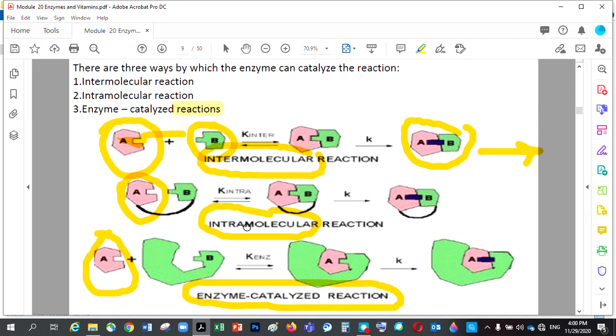But intra means part of the substrate has nothing to do with the enzyme. It's not connected in any way or shape from outside, correct? The intra, it is connected, some of the groups of the substrate are connected from outside at the surface of the enzyme, through hydrogen bonds, disulfide bonds, salt bridges. There are many of these from outside.